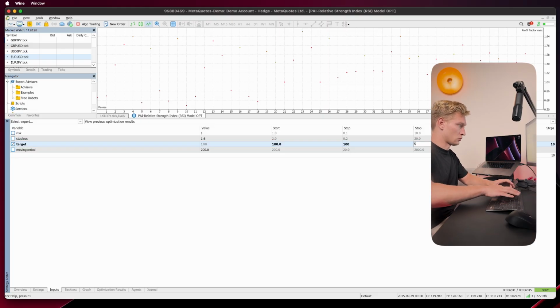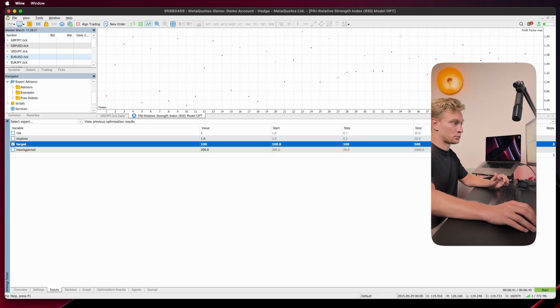And it stops at 1-to-5. Then you have 5 steps. You have 5 different backtests. That is how this works.